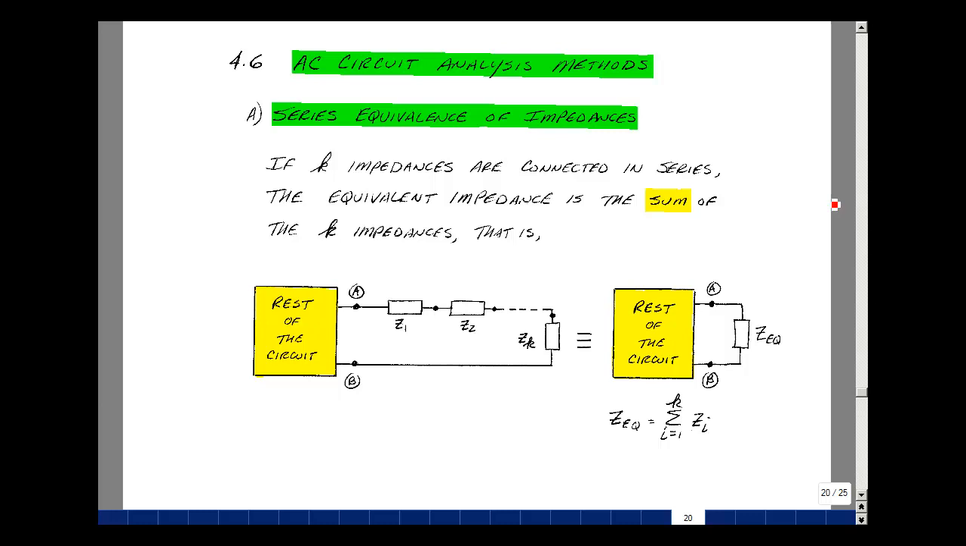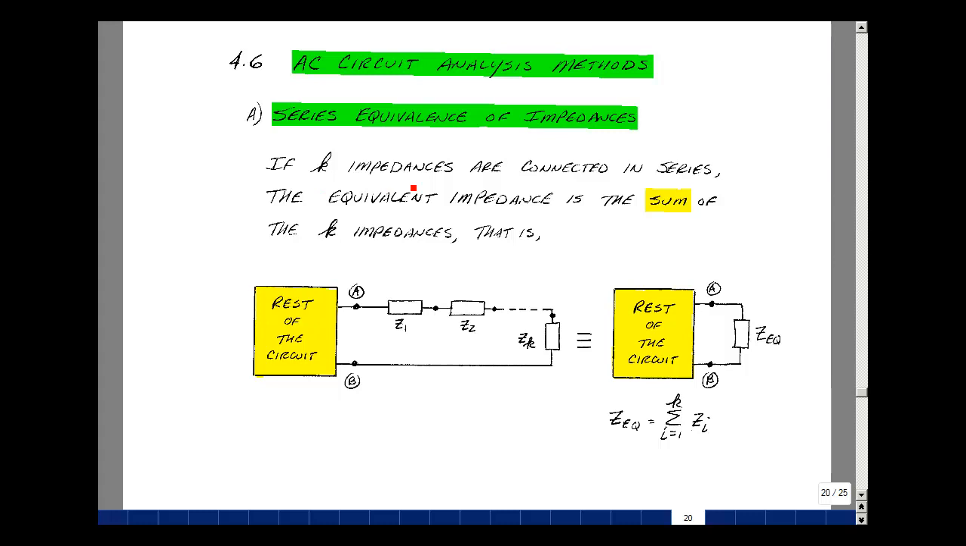This lesson deals with AC circuit analysis methods using phasors. You can find these notes in the course ebook in Chapter 4, starting on page 20. For DC circuits, we had a theorem for series equivalent resistances. Let's see what the same idea is in the frequency domain.